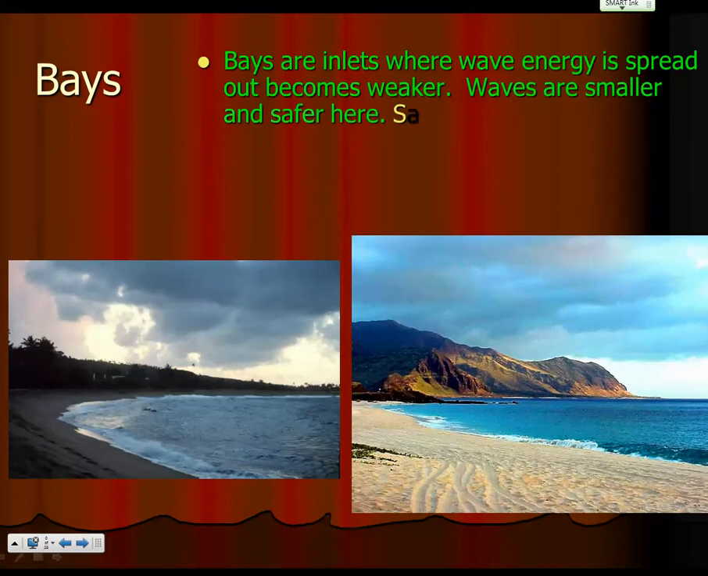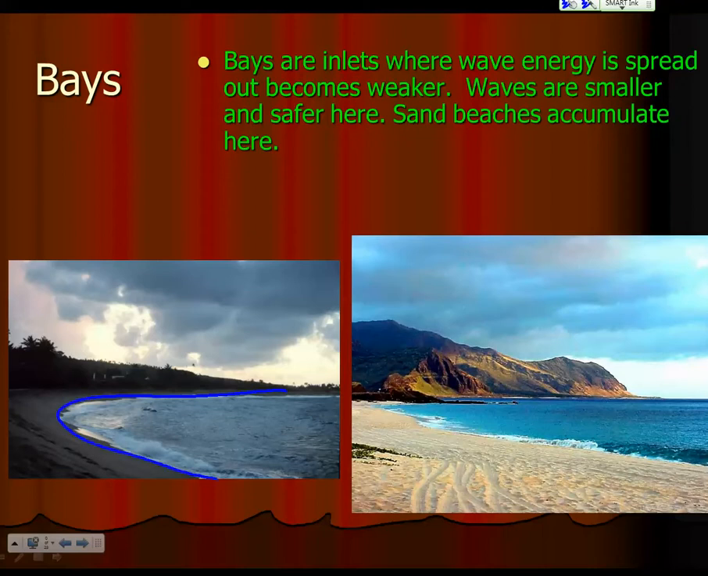Bays. Bays are inlets where wave energy is spread out. You can see the nice curve in this picture, the bottom left from Hawaii. And that energy is spread out so much that instead of sediment being eroded, it gets deposited because the water is slow there, it's more gentle.